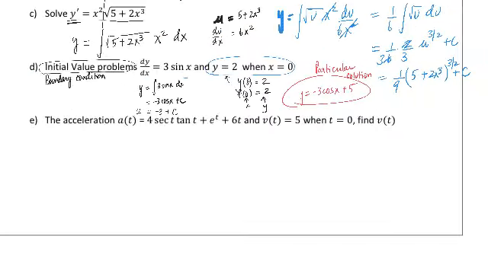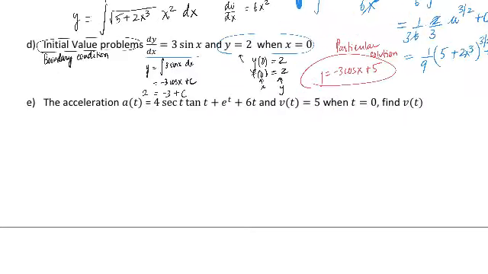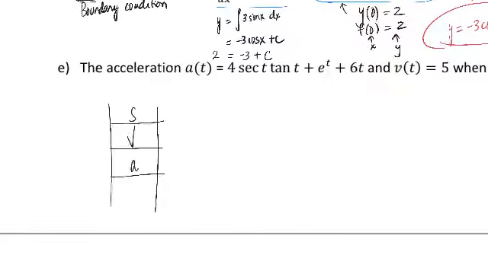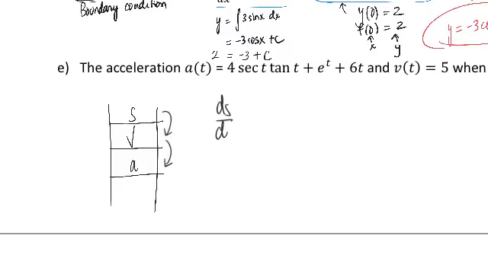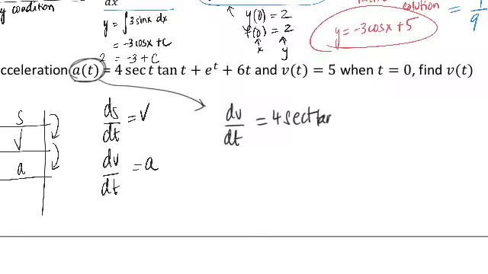Okay, then let's see. Keep pausing the video and doing these problems on your own, because all of this is just a quick review. S, V, A, right? We have acceleration, and then velocity, and then position, right? So recognize that these are all differential equations. When we say ds/dt is equal to v, or dv/dt is equal to a, right? Those are going to be differential equations. So here, a here, right, is dv/dt. And then that is equal to 4 secant t tangent t plus e to the t plus 6t.